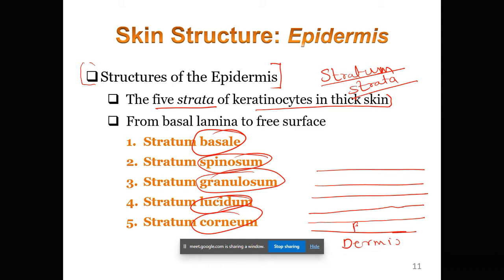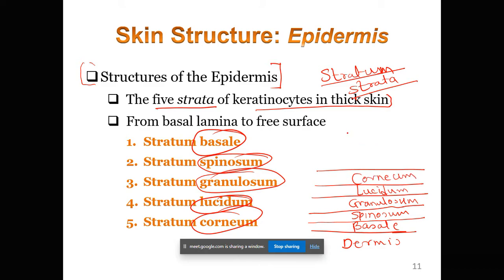So it will be basal. The stratum which is closer to the dermis is stratum basale. Then above the basal, it is spinosum. Above the spinosum, it is granulosum. Above the granulosum, it is lucidum. And above the lucidum, it is corneum.